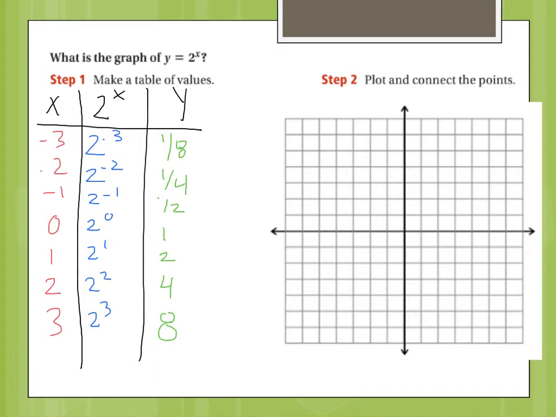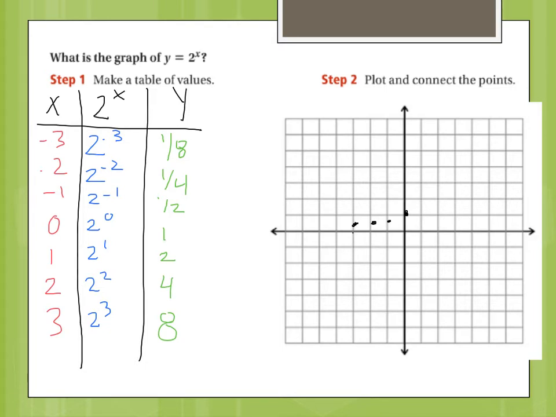My plots are my Christmas colors. So my first point would be negative 3, so x is negative 3, and y is 1/8. So just a little bit above the x-axis. And at negative 2, it's about 1/4. I know those kind of seem the same, but just do as well as you can. At negative 1, it's at 1/2. At 0, it's at 1.